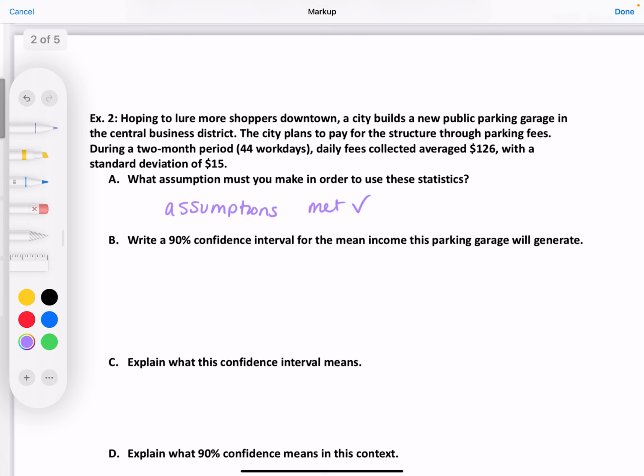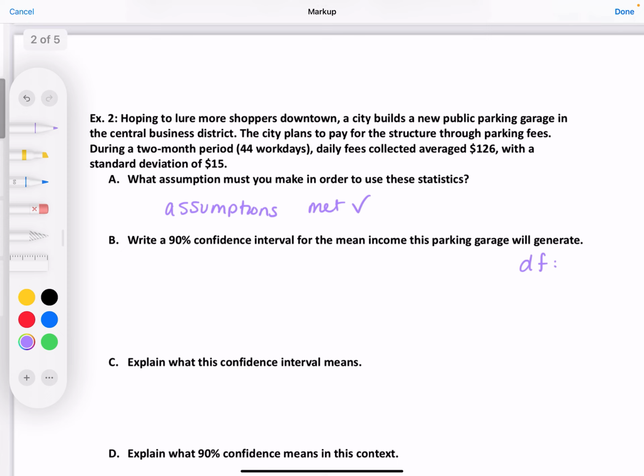It's very annoying. All right, we need to write a 90% confidence interval for the mean income this parking garage will generate. Don't abbreviate assumptions. Thank you, Brooke. Thanks for the warning. Okay, so I'm going to write a couple things over to the side here that we're going to use. You are going to need pretty much the entire space, so don't write massively.